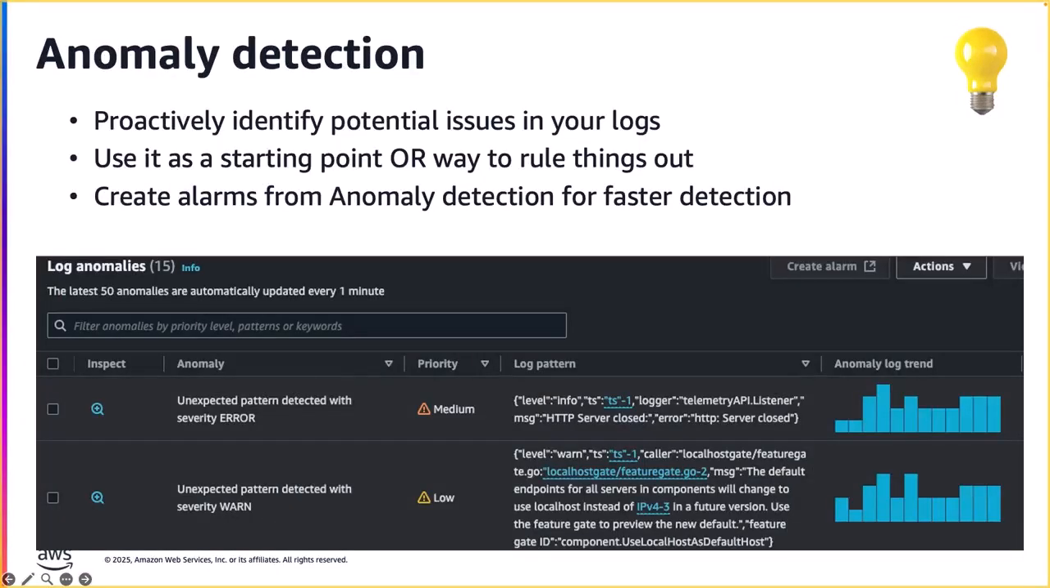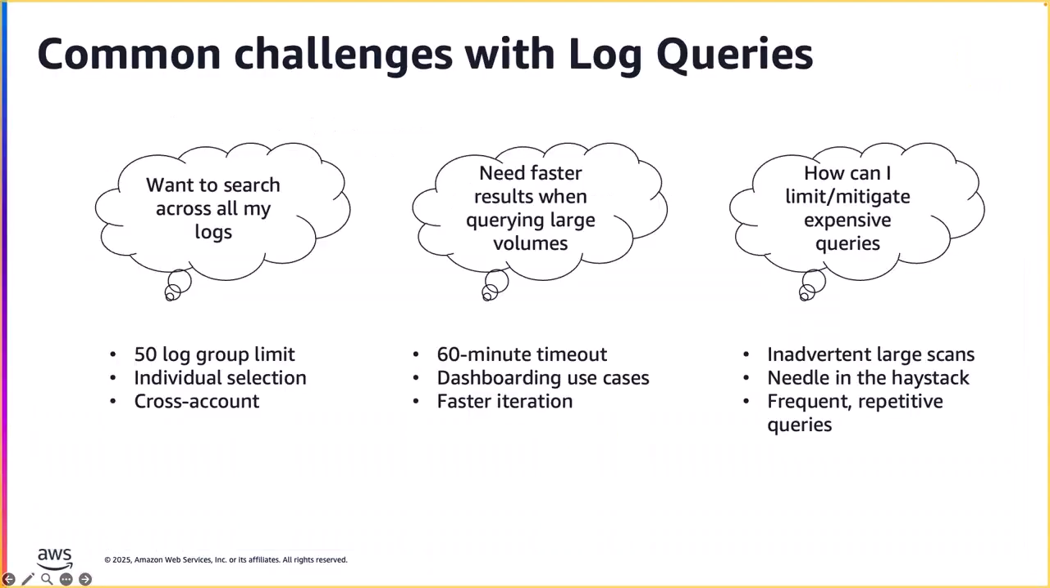With anomaly detection, you can proactively identify potential issues in your logs. You can use it as a starting point or way to rule things out fast. So with log anomalies, you can see what anomalies are there. You can view the priority, understand the log pattern that caused it with the trend. You can also create alarms from anomaly detection for faster detection.